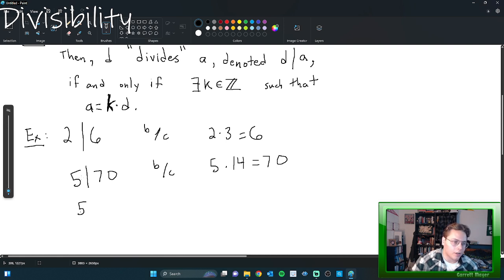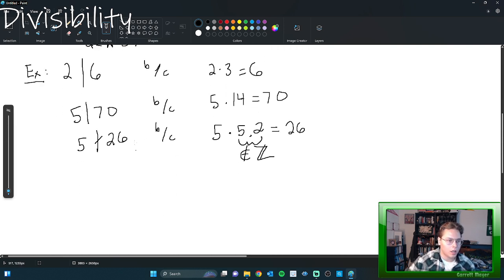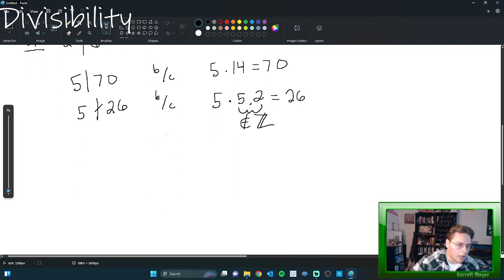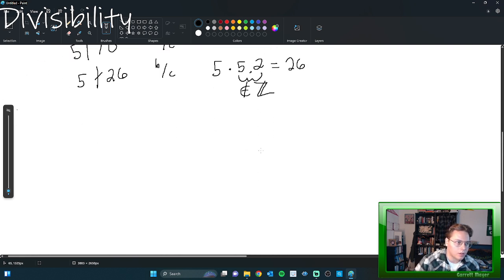However, 5 does not divide 26, because there's no integer there. To get 26, it'd be 5 times 5.2 equals 26, but 5.2 is not an integer. So that's basically how divisibility works. And now to start, let's go through a few theorems about divisibility. So let's start with theorem 1.1, the first theorem in this book.